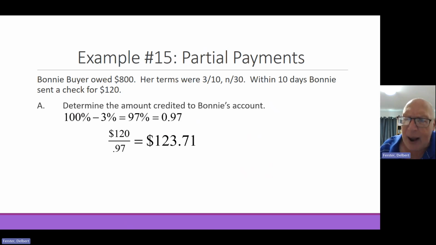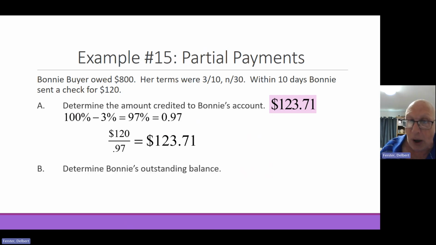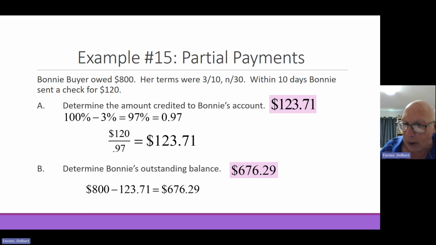$123.71. We could play that one with the P equals B times R formula, where you're finding the base, and you know the percentage is 120. The rate would be the 0.97. So that's maybe a cleaner look at how you got here, rather than numbers falling out of the sky. The problem then says, what's her new balance? Well, she owed 800. As it turned out, she got credit for $123.71 of it. So she owes the difference, which is $676.29.